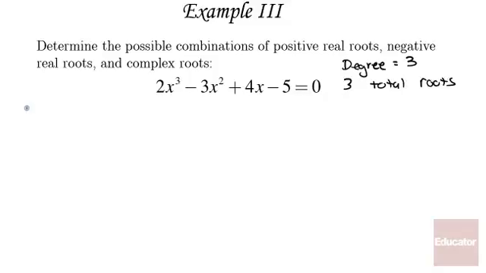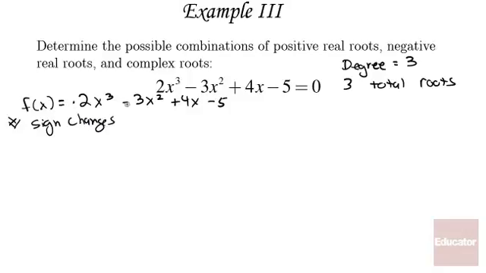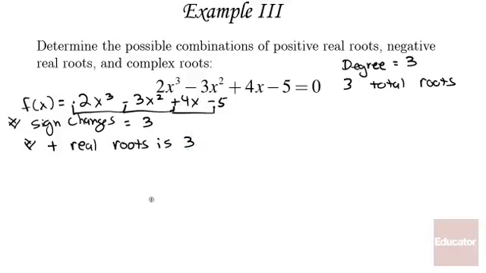Now, using the rule of signs, I'm going to look for f of x and the sign changes. This is 2x cubed minus 3x squared plus 4x minus 5. Number of sign changes: this is positive and this is negative, that's 1. Going from negative to positive, that's 2. From positive to negative, that's 3. So the number of sign changes equals 3. Therefore, the number of positive real roots is 3, or less than this by an even number. So 3 minus 2 is 1. I can't go any lower than that, because if I subtracted 2 again, I would get a negative number. So I have either 3 or 1 positive real roots.